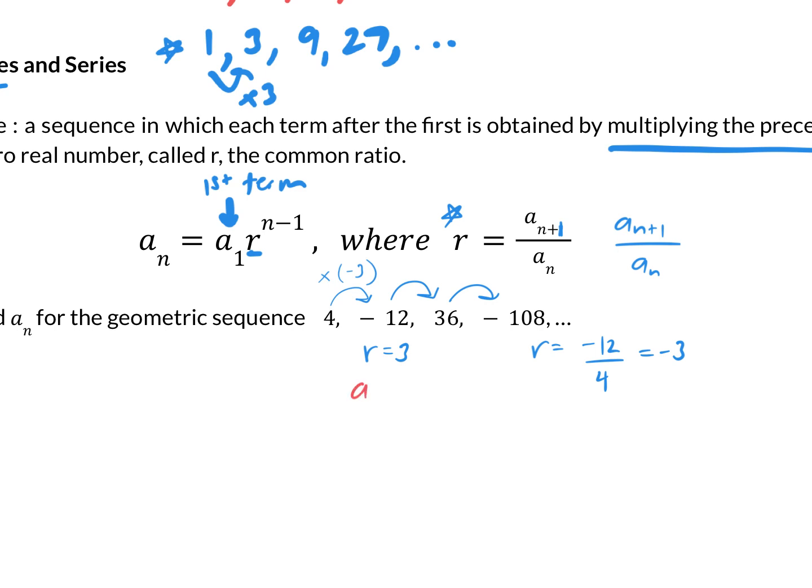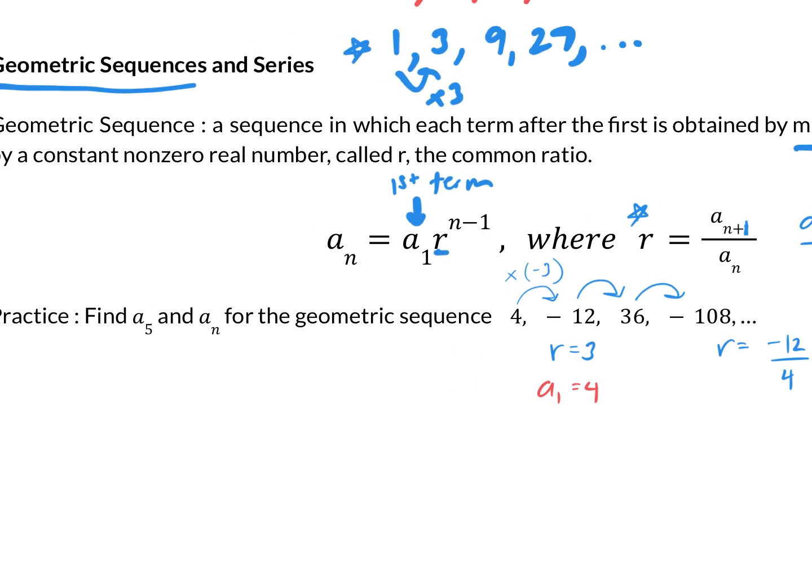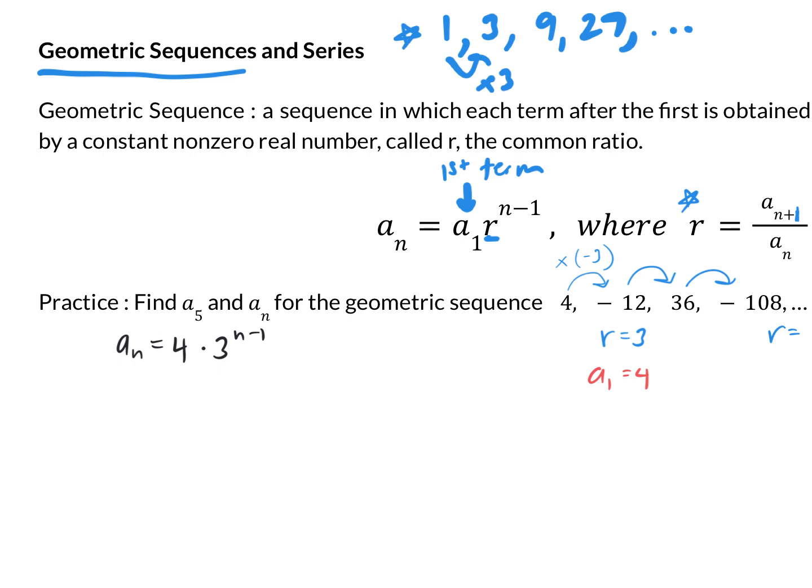So now that I know my rate, I know my first term. My first term here is 4. So I can plug that information in for a sub n and write my equation. So my equation for any term in this given geometric sequence is a sub n is equal to 4 times the ratio, which is negative 3, raised to the n minus 1 power. Okay, this does not simplify to give me negative 12 to the n minus 1 power. Only negative 3 is being raised to the power of n minus 1.